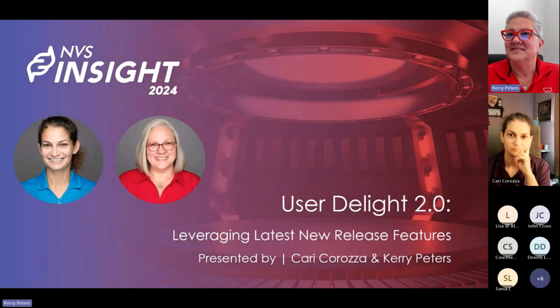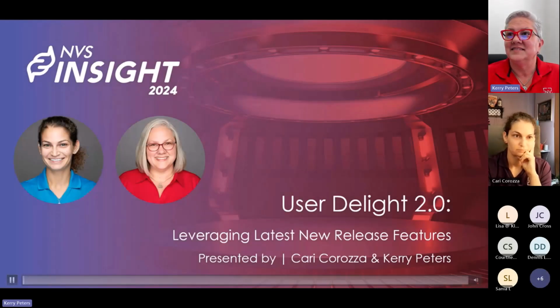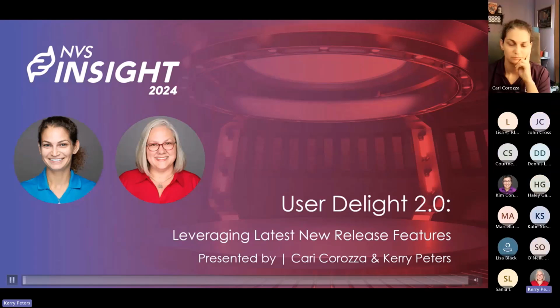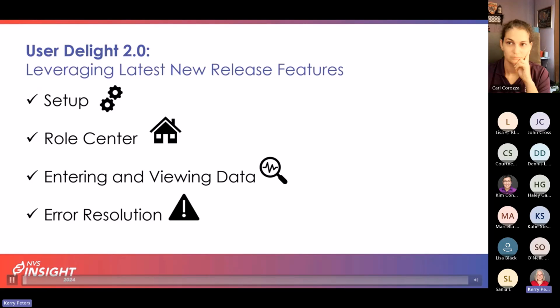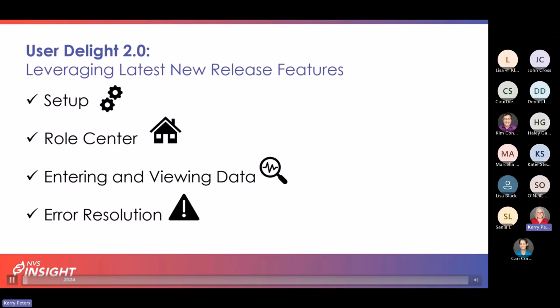I am here today with Carrie Peters, and we will be presenting to you User Delight 2.0, leveraging latest new release features. There are four main areas of the system that we'll be looking at, some new release features and improvements to existing functionality. These are in the areas of setup, the role center, entering and viewing data, as well as error resolution. As you can see, some of these areas relate to initial setup of users and Business Central, while some of them relate to data entry and how to best utilize and navigate through our systems.